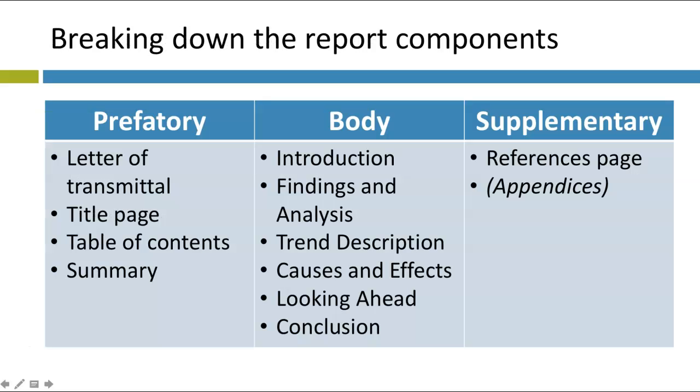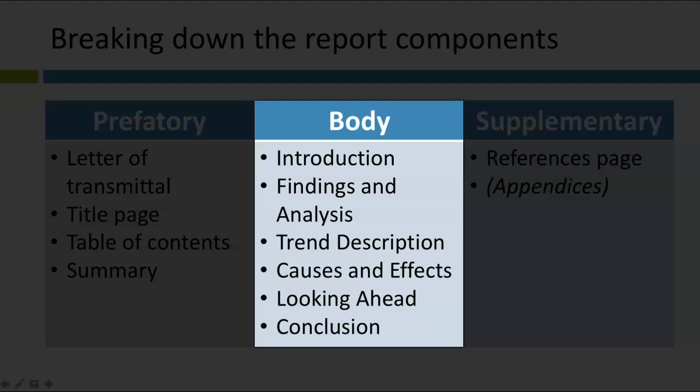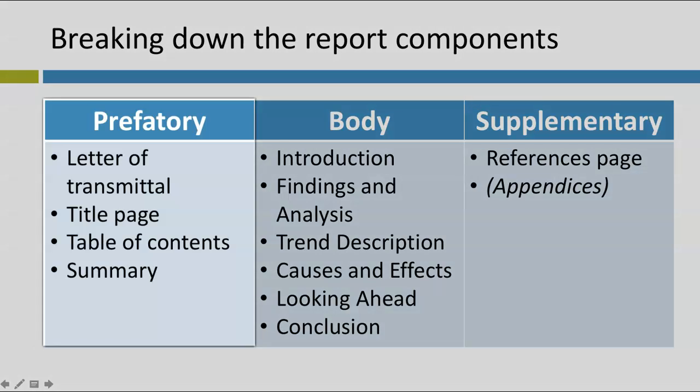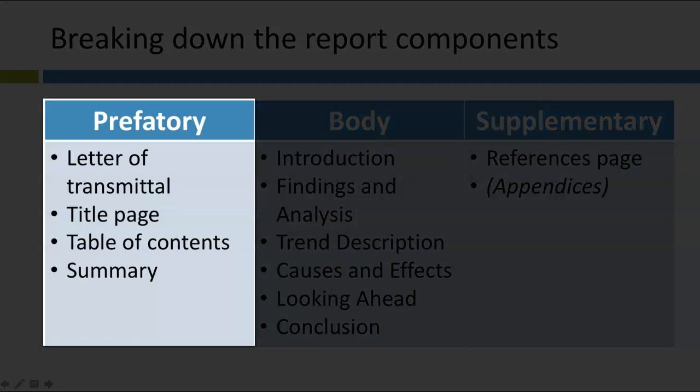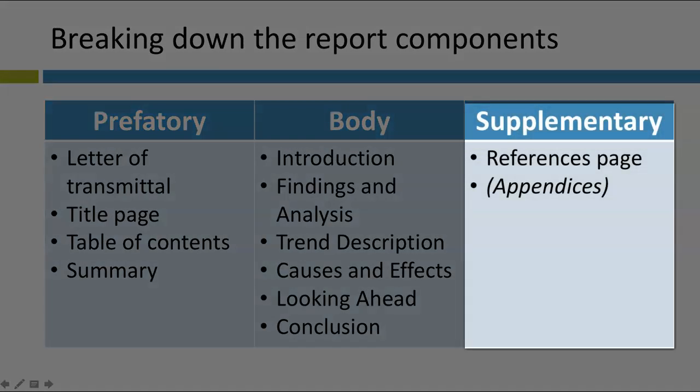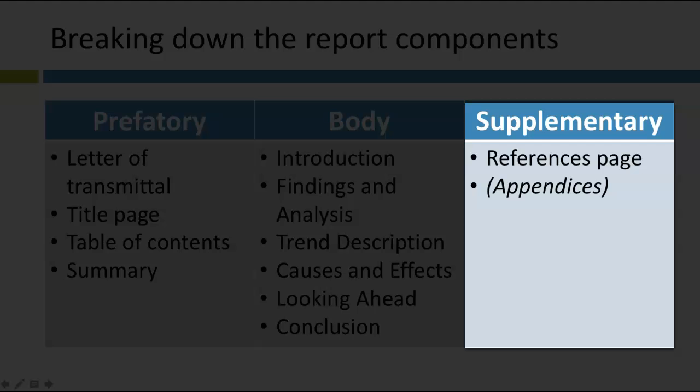Now let's look at the report in terms of its components. This chart breaks down the report components into three columns: prefatory, body, and supplementary. So far in Unit 2, we've been focusing on the middle column, the body components. Our focus today will be on the components in the two outside columns, the prefatory elements, which come before the body of the report proper, and the supplementary elements, which follow it.